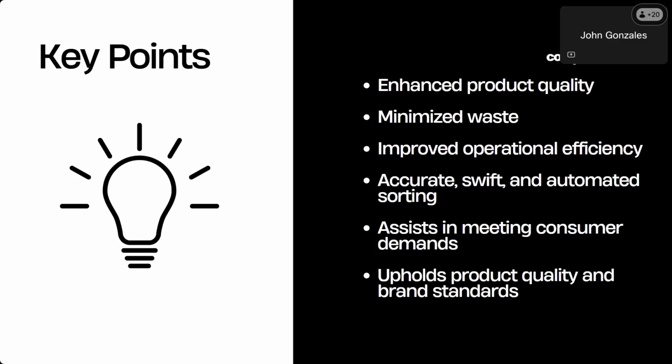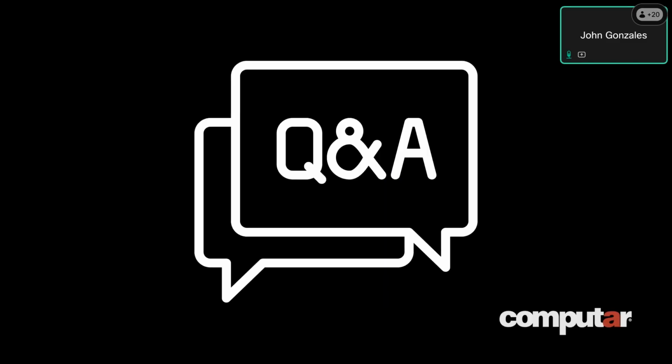Key points: enhanced product quality, minimized waste, improved operational efficiency, accurate, swift and automated sorting, assisting in meeting consumer demands, and upholding product quality and brand standards. This was a pretty short presentation that we did to cover the different wavelengths and bands that we're coming out with in this new filter. If anyone has any questions, I'm open to answering them right now.